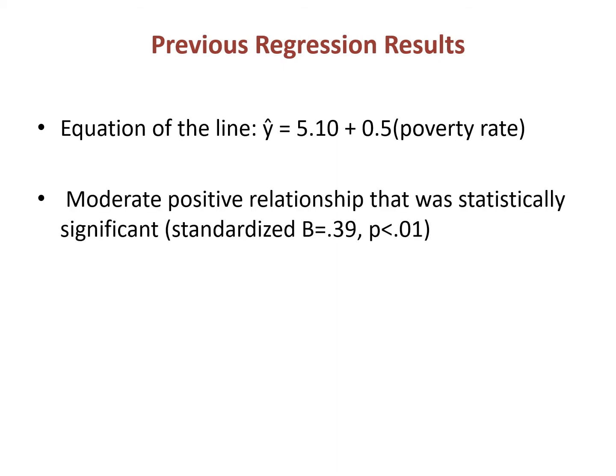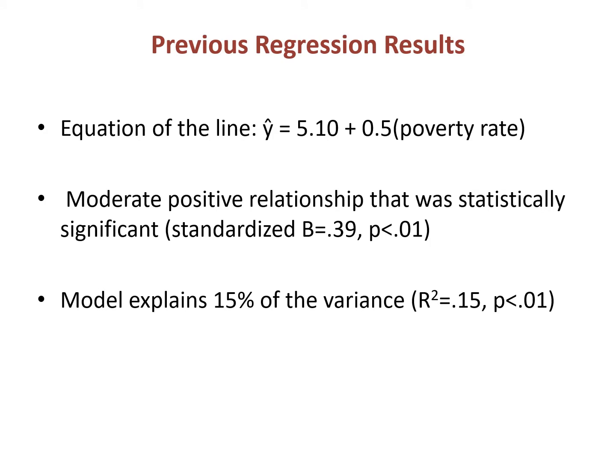Based on a standardized beta of 0.39, the relationship was determined to be moderate and positive. The significance level met the criteria for 0.05 level significance. In fact, the p-value was highly significant with a value less than 0.01. The model explained 15% of the variance, based on the r-squared of 0.15. The model as a whole was statistically significant.